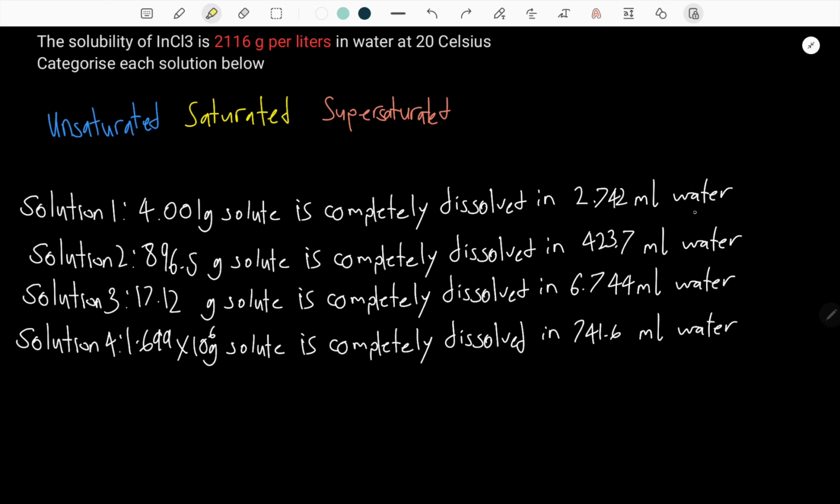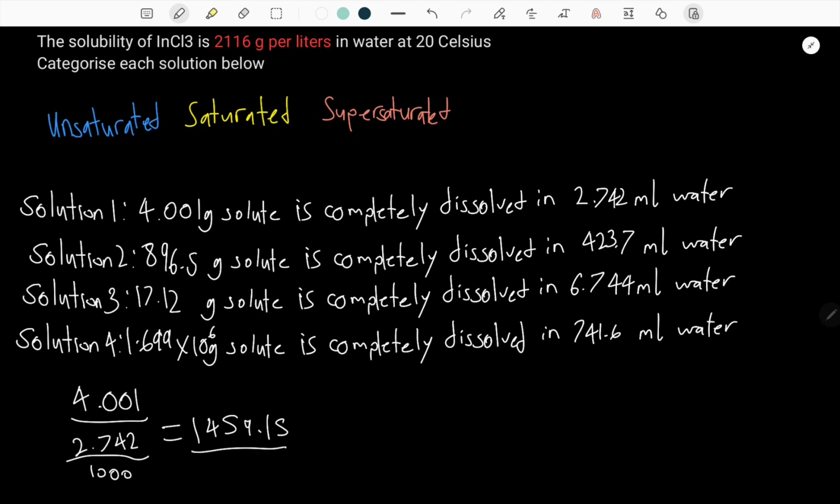2.742 ml of water. Again, be very careful with the unit here, milliliters, and liters here. The thing we just need to calculate is the solubility, which is grams per liter. So we have the grams and we have the liters after converting. Let's do that now. This is the equation, which is very simple as the solubility is given up here. The answer that we get is 1459.15 and so on. So this is definitely less than this. So we are sure that solution 1 is unsaturated.